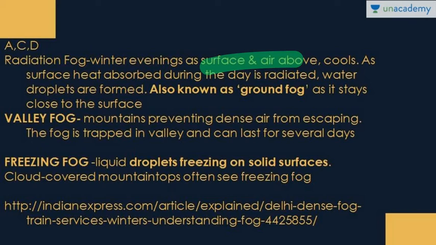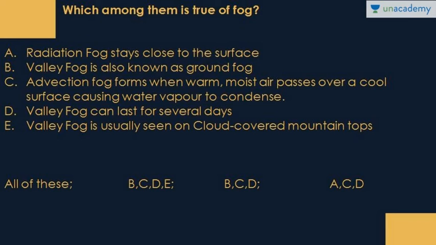See, whatever is the amount of heat that is absorbed by the surface during the day is radiated by the evening. Therefore, it is common during evenings. And once this heat is radiated, the water droplets, I mean the vapors, condense and form the fog. So it is also known as ground fog as it lays close to the surface.